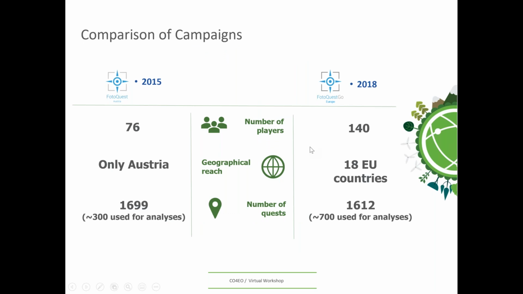Okay, so if we compare the campaigns, in 2015 we had 76 players or users of the app. In 2018, 140. And then, as I mentioned, we moved from Austria to all of the EU countries because Lucas exists in all these countries in 2018. And we had roughly the same number of quests done over those campaigns. Here we say 300 used for analyses and 700 used for analyses because those are Lucas points. So some points in the game were not Lucas points.